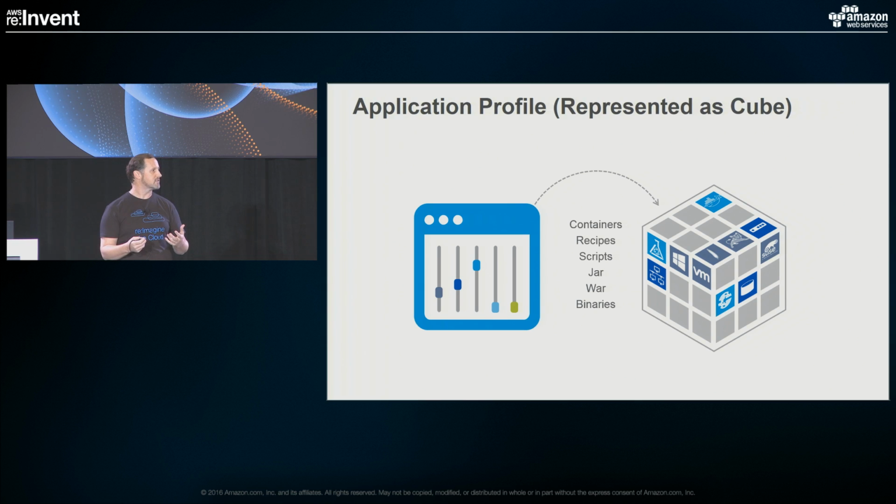It can be mixed use in our product. It can be containers. It can contain recipes. It can hook out to other things. It's Java applications. It's binaries. So the actual application outcome is what's captured in the application profile, not just an infrastructure blueprint, not just spinning up a virtual machine.